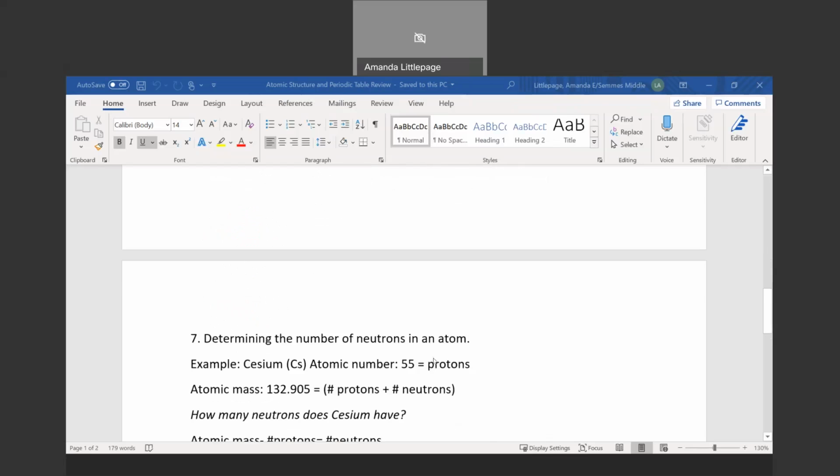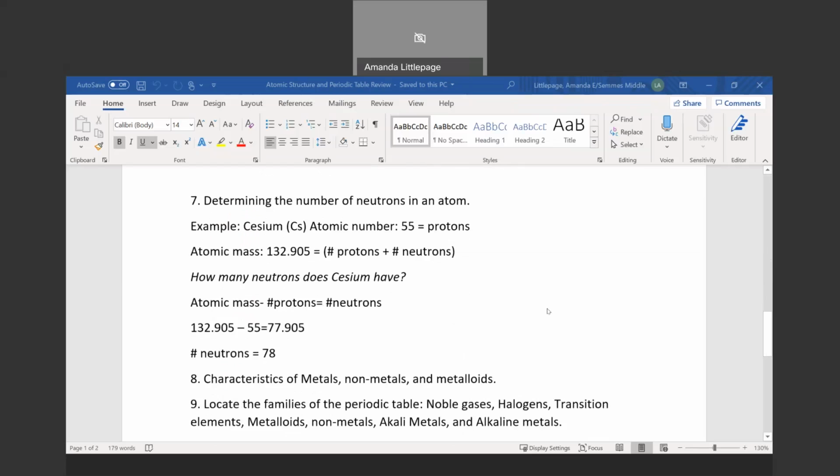If we move down, there's a couple other things. One of these was determining the number of neutrons in an atom. So for example, let's use cesium. Cesium's atomic symbol is Cs. The atomic number is 55, which means it has 55 protons and essentially 55 electrons. The atomic mass is 132.905.